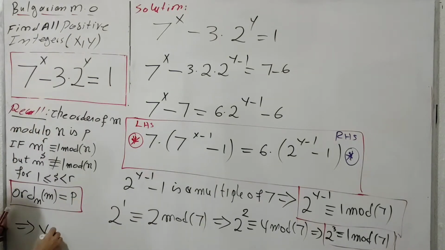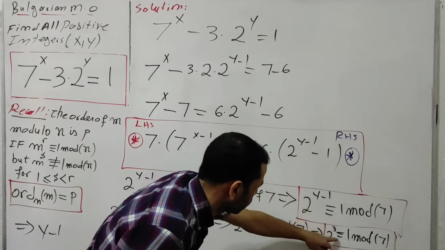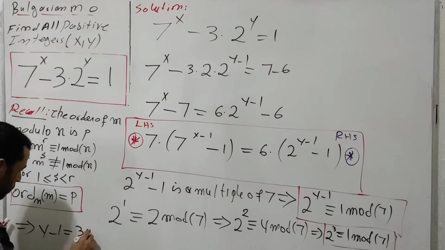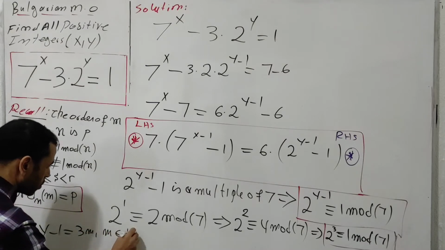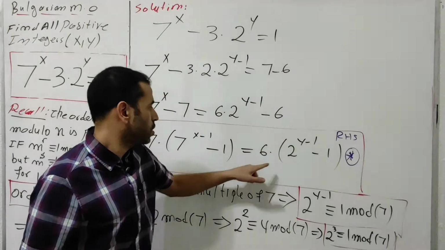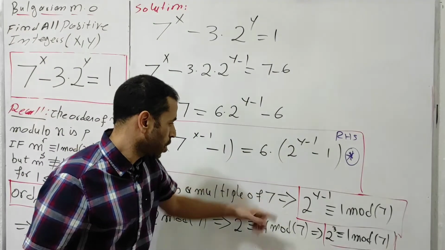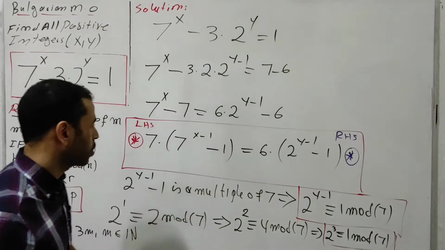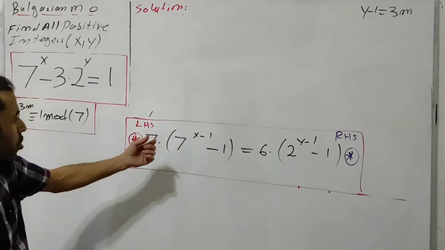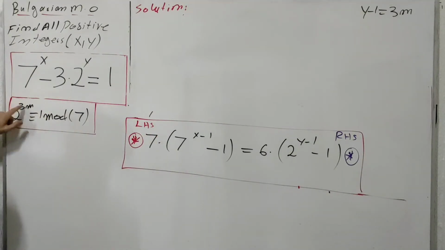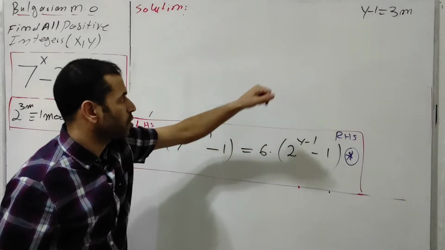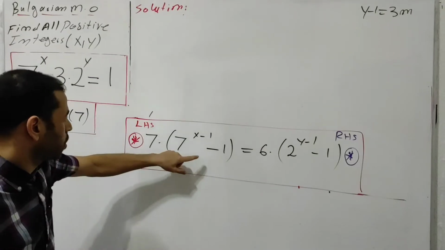I have y minus 1. Since the exponent is a multiple of the order, that means y minus 1 equals 3m, where m is some natural number. Okay, I'm going to replace this y minus 1 with 3m and continue with our calculation. Okay, I'm going to bring this one to the top and continue. In the last part, we were working on this equation and came up with this result. So we found 2 to the 3m is congruent to 1 mod 7 by replacing y minus 1 with 3m in this equation.